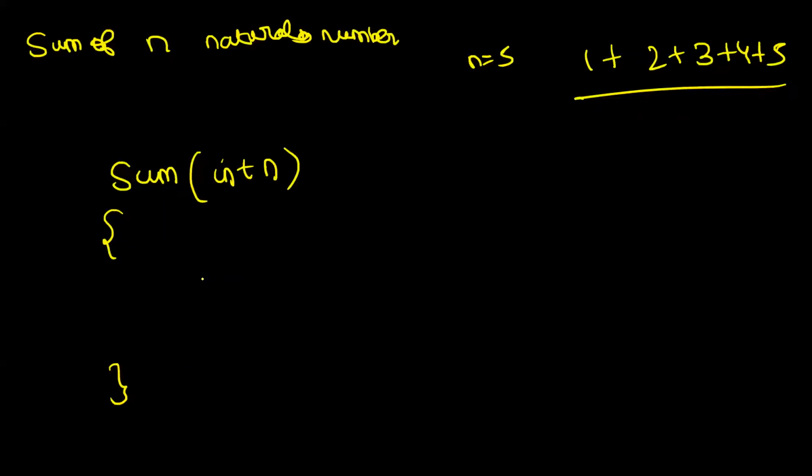Can you help me? Okay, if n equal to 1, return 1. You can do that too, n equal to 0, return 0. Okay, correct. So I think all of you have understood the recurrence relation, right? What can be my base case?